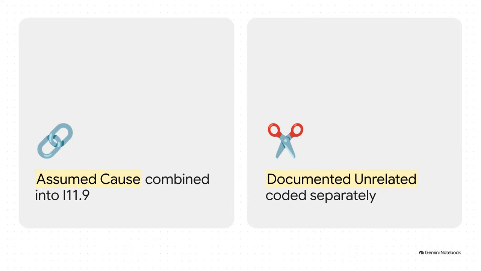But as with any good coding rule, there's a catch. We have our assumed cause and effect, where you combine them into a single code like I-11.9, but there's one critical exception where you have to code them separately. You only break that assumption and separate the codes if the provider explicitly documents that the heart condition is completely unrelated to the hypertension. If the chart straight up says myocarditis unrelated to hypertension, well, the assumption is broken. Otherwise, you assume they're partners in crime and combine them.